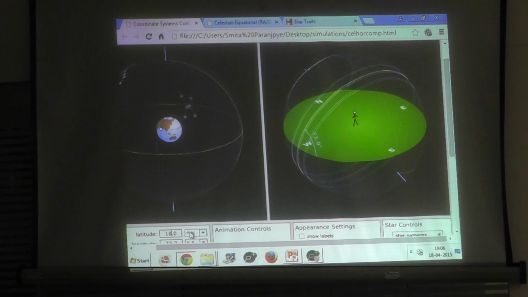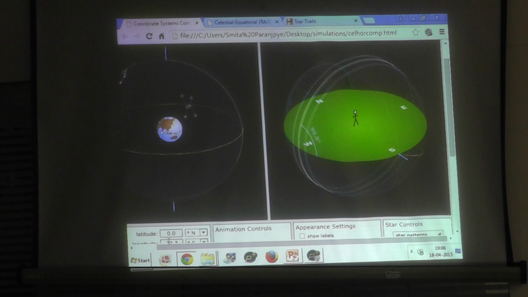let's go to the 0 degree latitude again. This celestial equator is exactly going through the zenith, east to zenith to west. As I said, all stars will make circles parallel to the celestial equator. So whichever star you choose, they are all making circles which are parallel to the equator.